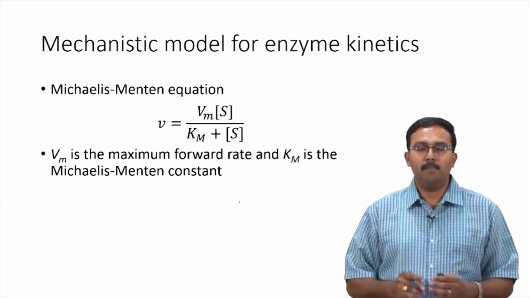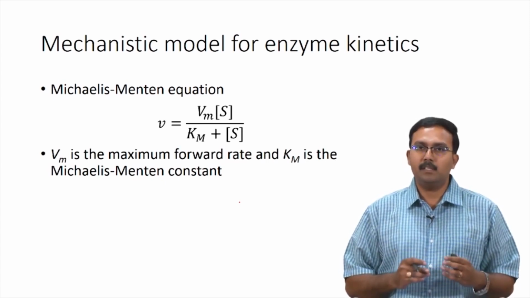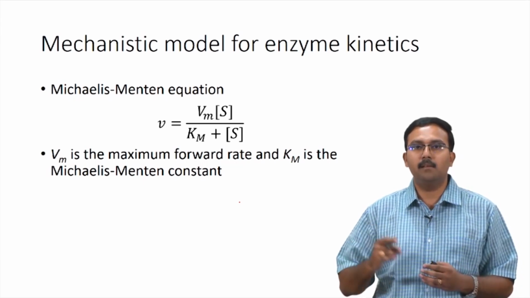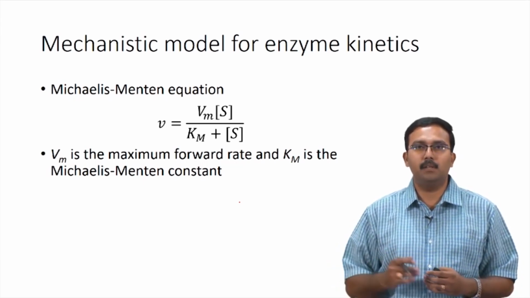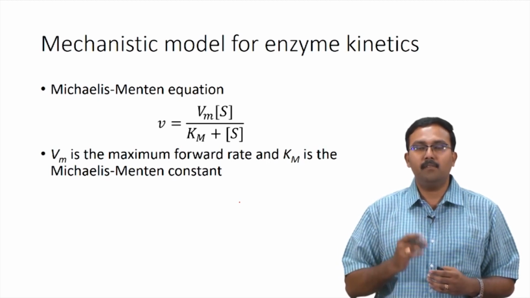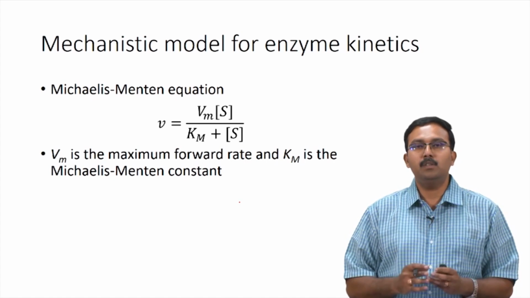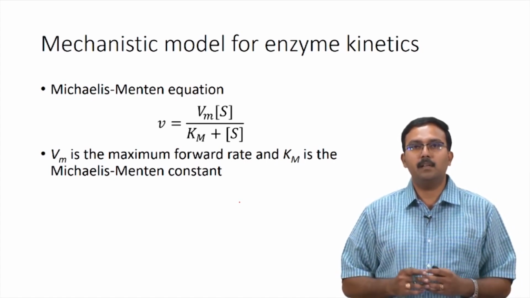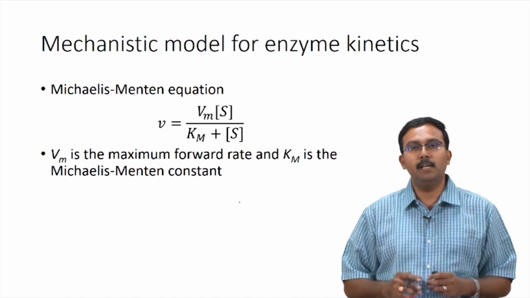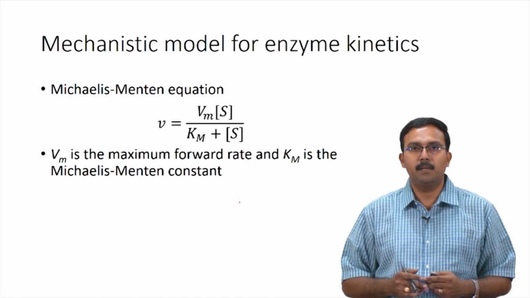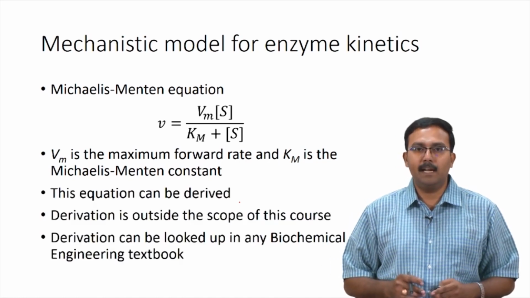So, amongst these things, the Michaelis-Menten constant, as I already mentioned, represents the dissociation constant and thereby talks about the affinity of the enzyme to the substrate, and you also have Vm which accounts for the enzyme concentration. So, Vm has the enzyme concentration or the initial enzyme concentration built into it, and Vm varies proportionally with respect to enzyme. So, this can actually be derived.